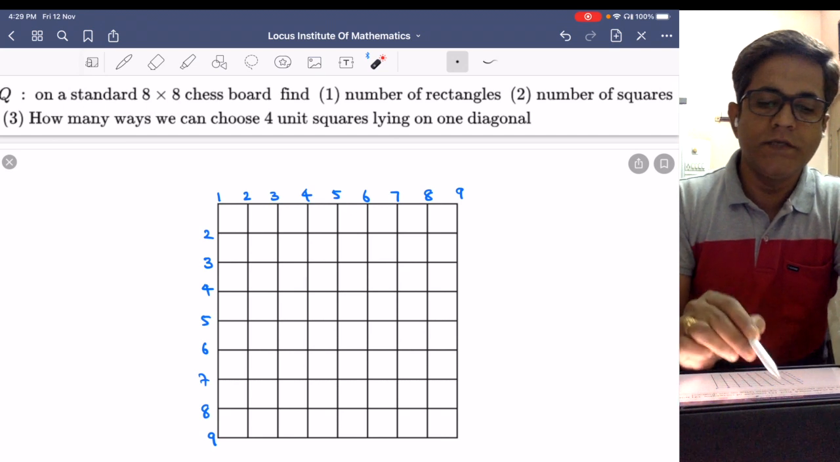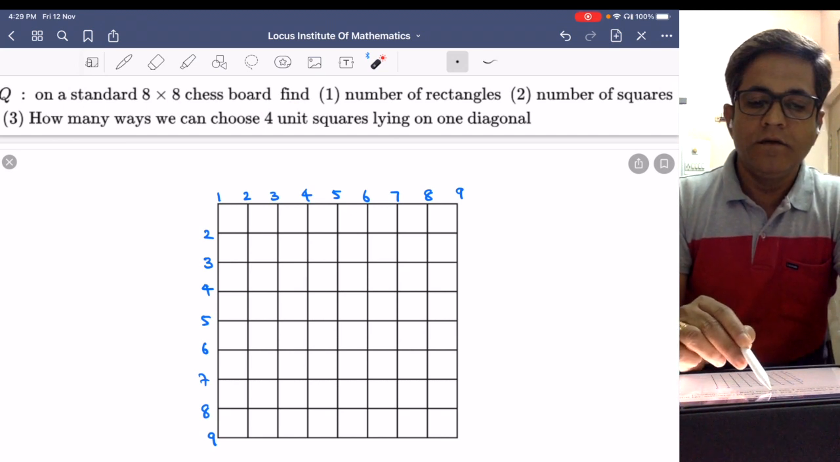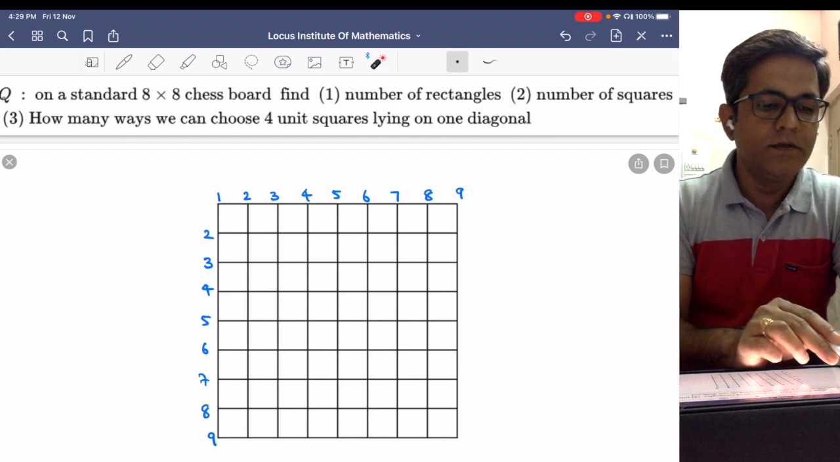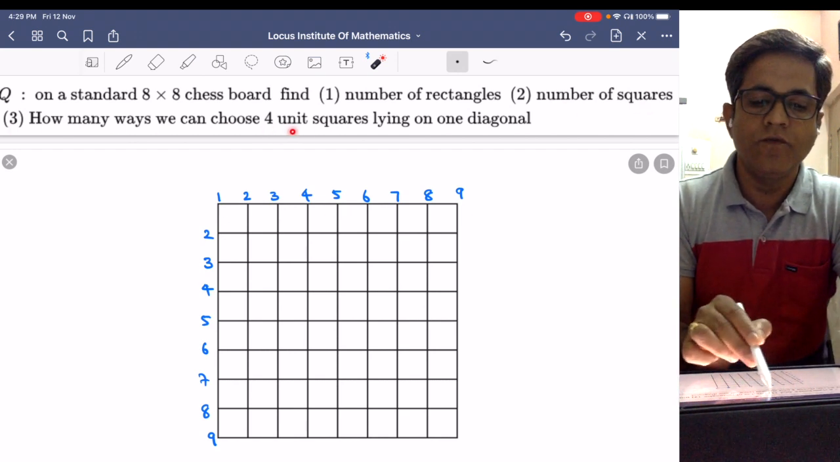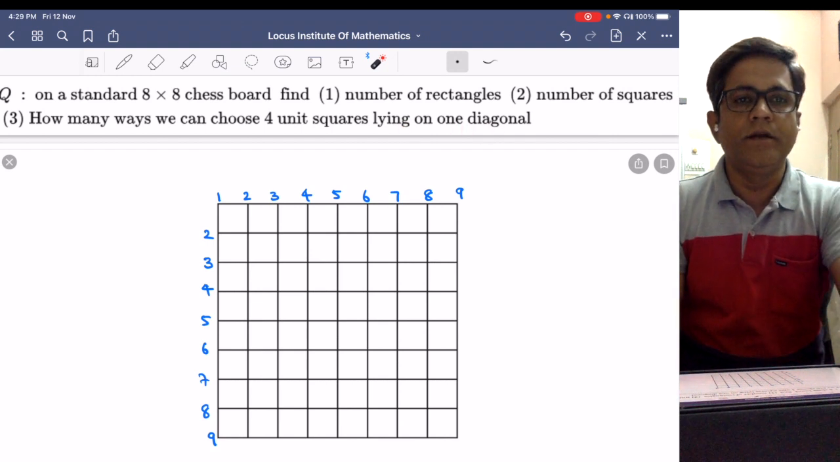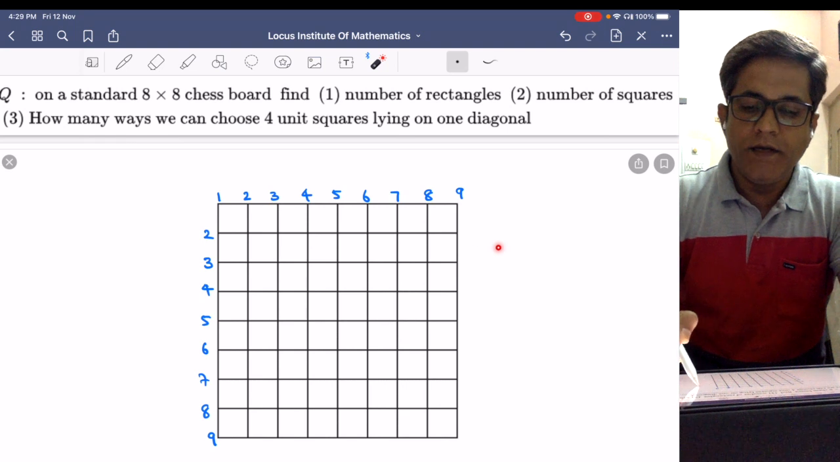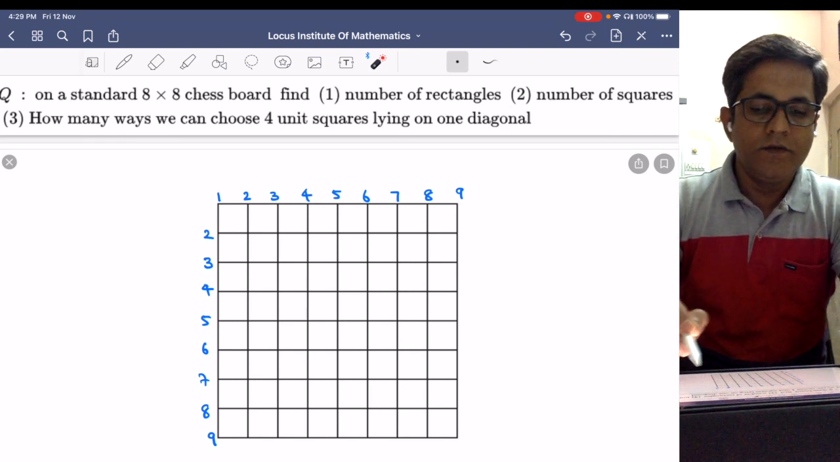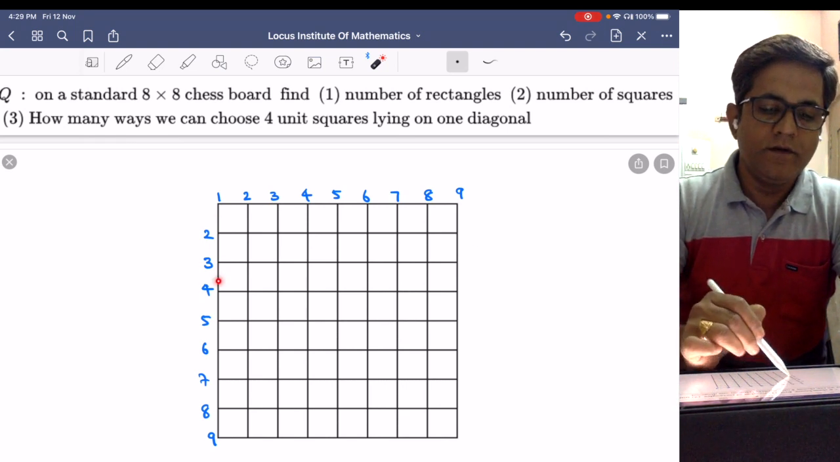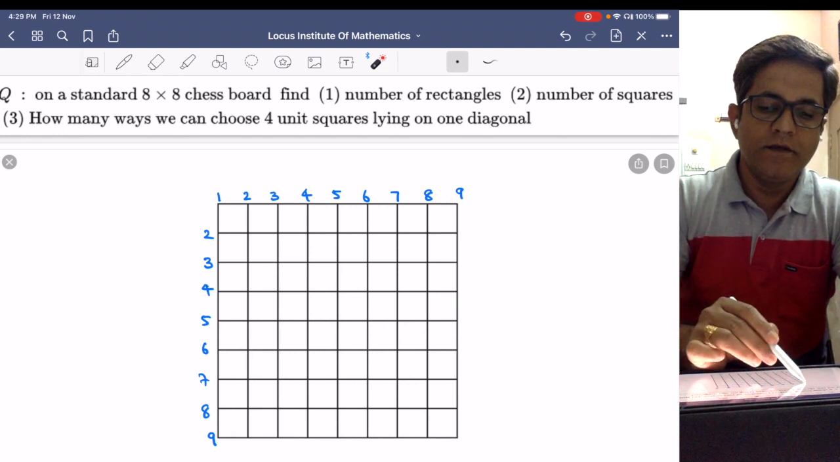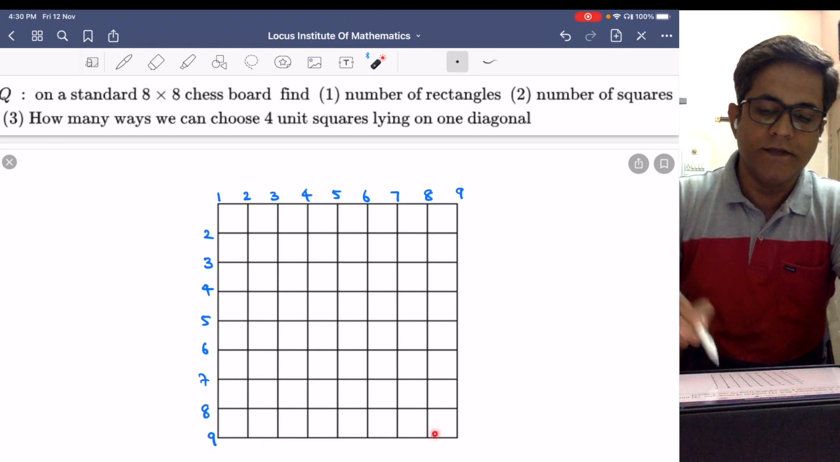On a standard 8 by 8 chessboard, find number 1, number of rectangles, number 2, number of squares, number 3, how many ways we can choose 4 unit squares lying on one diagonal. This is the question. So now this is the 8 by 8 chessboard. So this chessboard is having total 9 vertical lines and 9 horizontal lines.